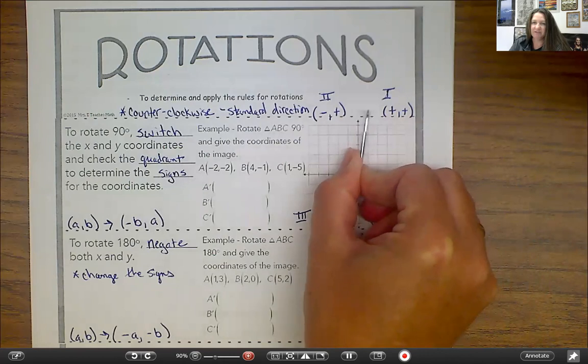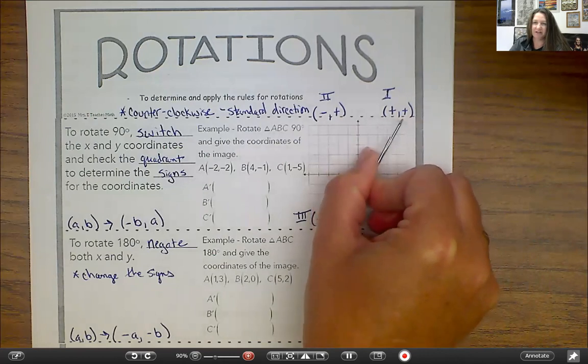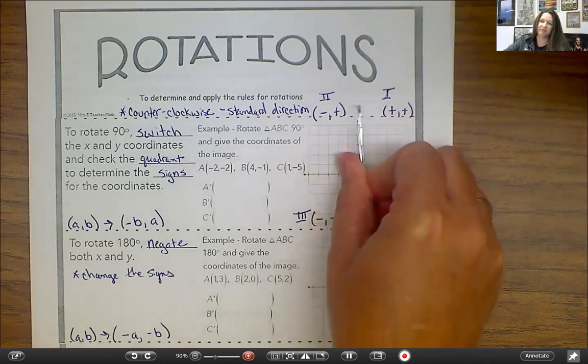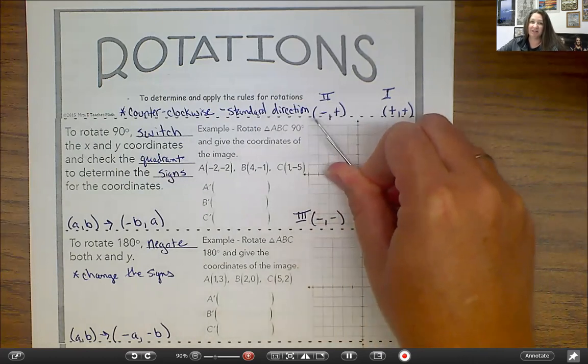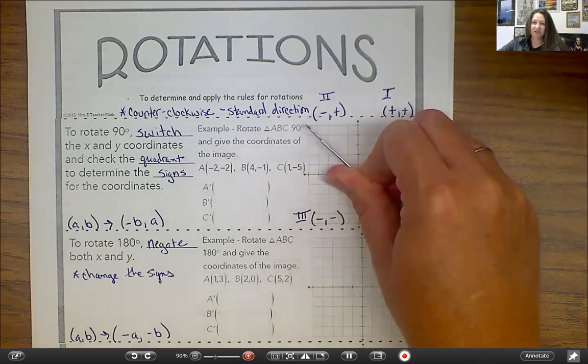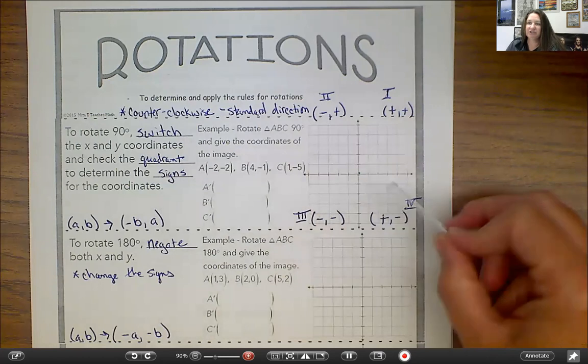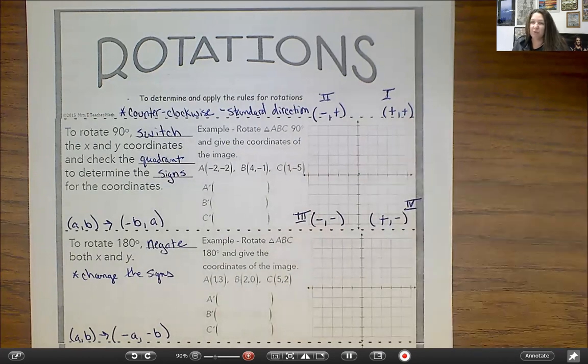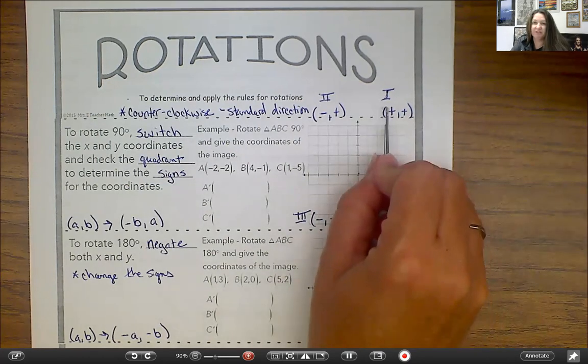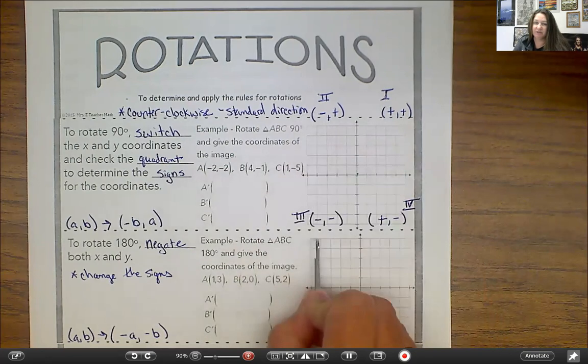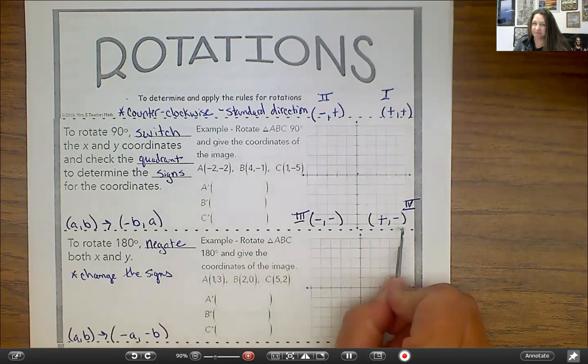Counterclockwise means it moves the opposite direction. So it could start here and then it would move, kind of like if it was moving backwards on a clock. However, what you should notice is that when moving this direction, you're following your quadrants, from quadrant 1 to quadrant 2, to quadrant 3, to quadrant 4.